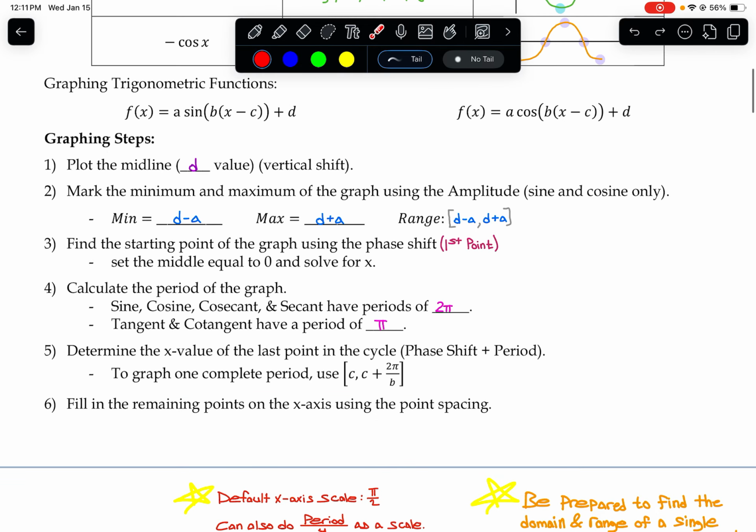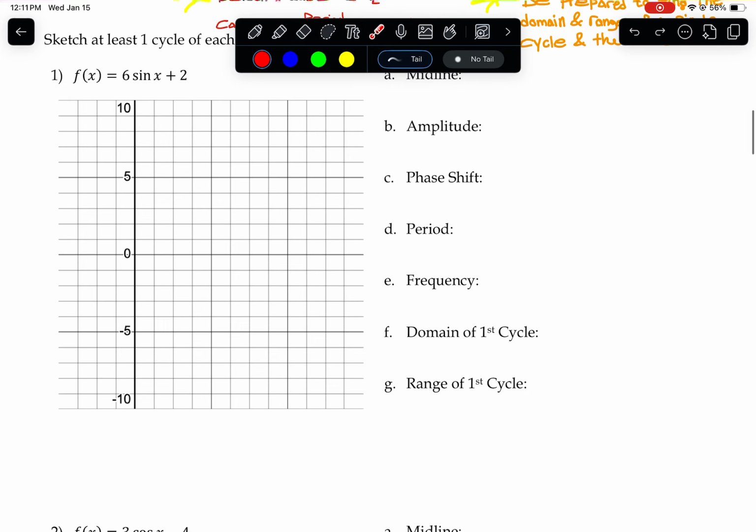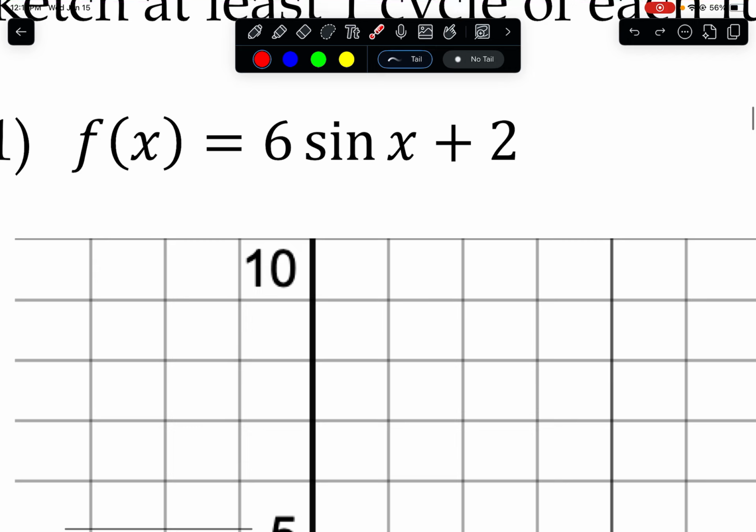So I know all this kind of seems like mush right now, but hopefully it'll make a lot more sense when we actually see some examples. So what we're going to start with is just the function f of x equals 6 sine of x plus 2. What I want to start with is just expanding it so you can see all the components and all the different parts.